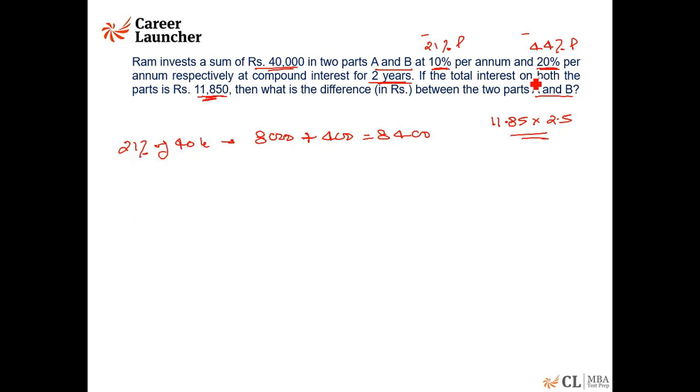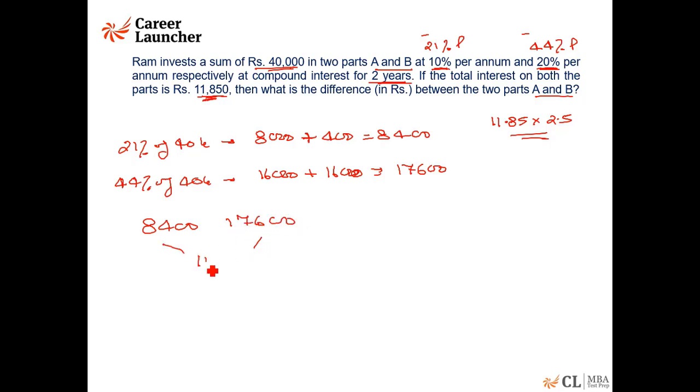Similarly, if the entire amount was deposited at 20% per annum, then you would have got an interest of 44% of 40k. What is 44%? 40% of 40k will be 16,000 and 4% will be 1,600. So this becomes 17,600. So what will I allocate? I will allocate 8,400 with 17,600 such that the average interest that I have received is 11,850. Remember, this is at 10% per annum, this is at 20% per annum, compound interest for 2 years.